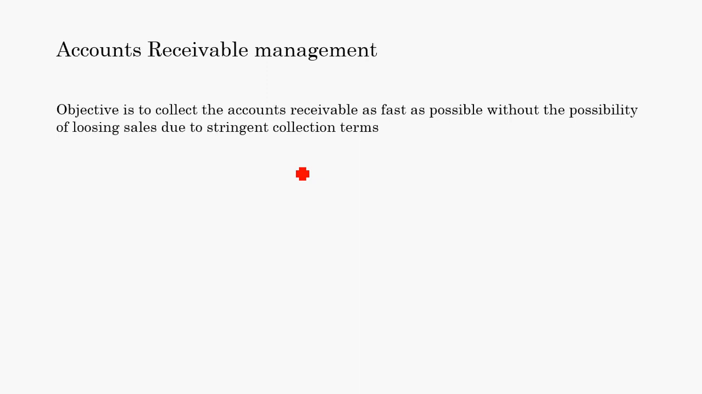Hi, here we're going to look at accounts receivable management. Typically speaking, how you're going to manage your accounts receivable. The main objective of this is to ensure that you collect your accounts receivable as fast as possible, and at the same time, you ensure that any strict measures to collect the accounts receivable do not affect your sales. That will be the main objective of any accounts receivable management process.